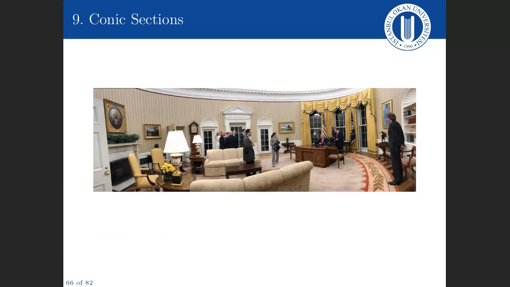The most famous elliptic room in the world is probably this one, in America. And the architects of this building, which I'm sure you know where it is, the architects of this room studied their conic sections in their maths class, and they designed this room such that the desk and the seat is placed at one of the foci of the ellipse.